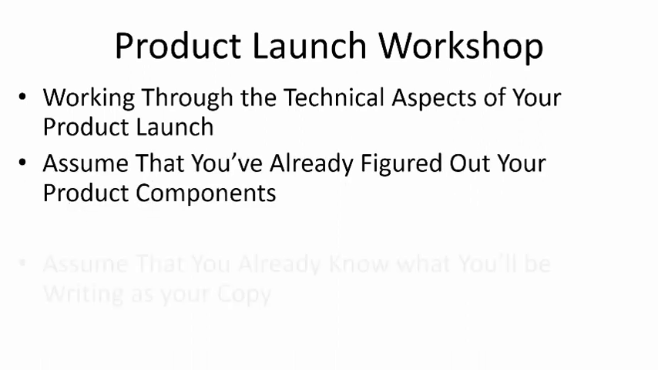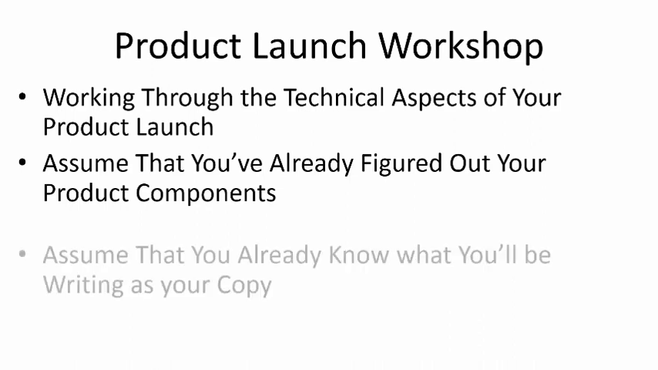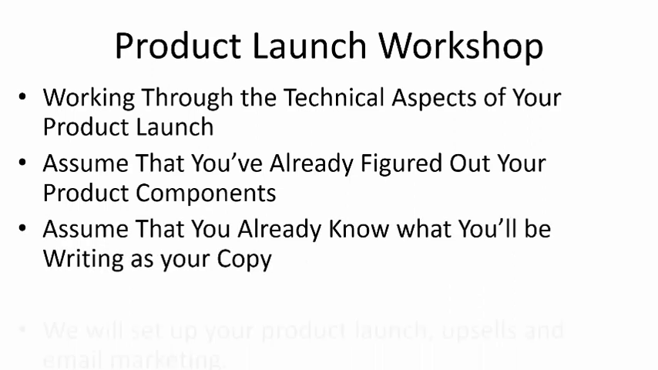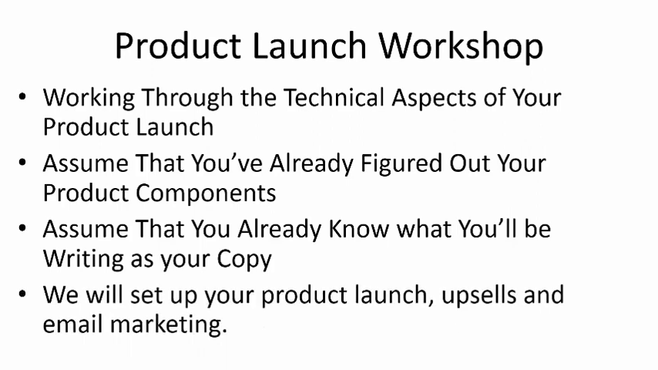We're going to assume that you've already figured out your product components or the content. We're going to assume that you already know what you'll be writing as your copy. And we can make some suggestions to you about format. We're going to do that tonight. But you should already know what your product is about and how you are going to write your copy. We're going to set up the product launch, the upsells, and the email marketing.